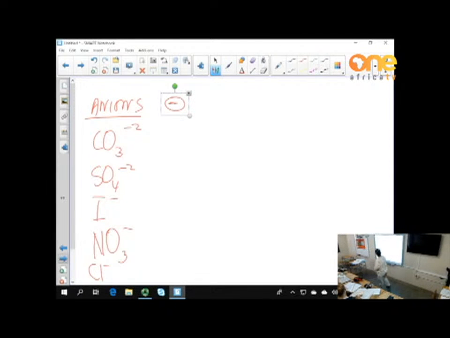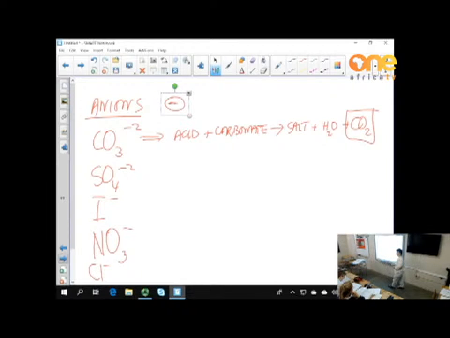All right. People, the test for carbonate is actually sort of indirect. We know that if we take an acid plus a carbonate, we will get a salt plus water plus carbon dioxide. How do we test for carbon dioxide? Bubble the gas through clear lime water. If the water turns milky, it is carbon dioxide.